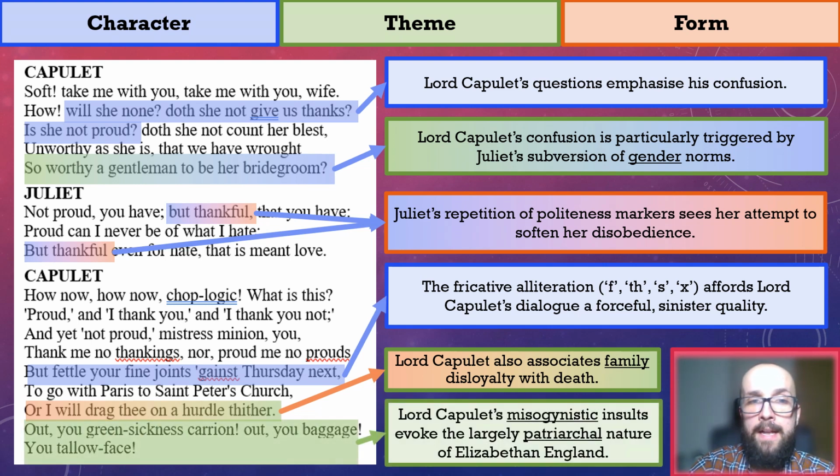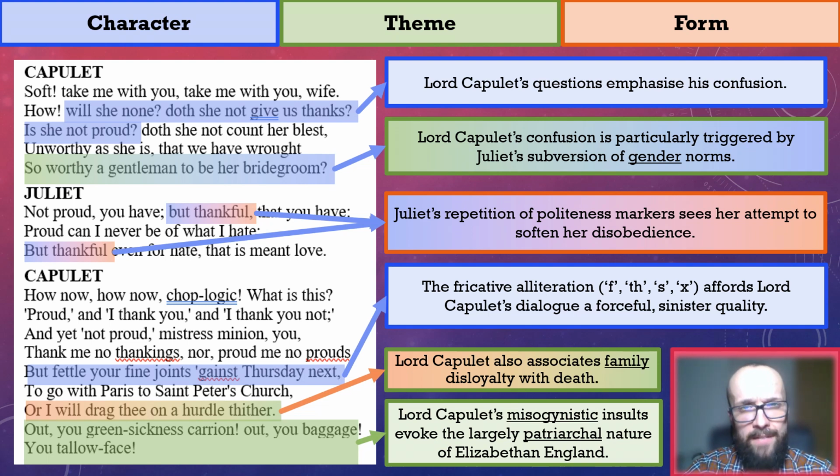Last, Lord Capulet's misogynistic insults evoke the largely patriarchal nature of Elizabethan England. Green sickness carrion sees him insult his daughter by calling her a virgin, given that the green sickness was a type of anemia thought only to affect young virginal women in Elizabethan England. Now this is then contradicted by how he then calls Juliet baggage, which was another word for prostitute in Shakespeare's time.